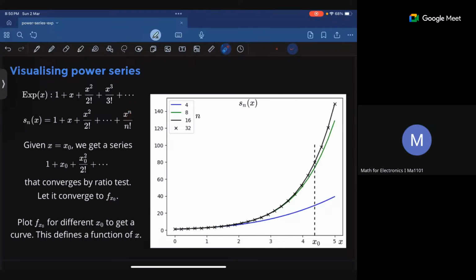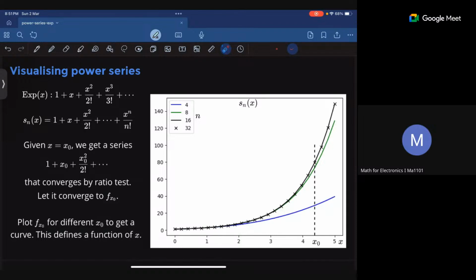So initially you fix n is equal to 1. That means that will be simply 1 plus x. It's a straight line. When n is equal to 3, it will be 1 plus x square by 2 factorial plus x cube by 3 factorial. You plot that. So like that, the right hand side curve actually starts from n is equal to 4, n is equal to 8, n is equal to 16, and n is equal to 32. So that means you take the first 5 terms, first 9 terms, first 17 terms, first 33 terms.